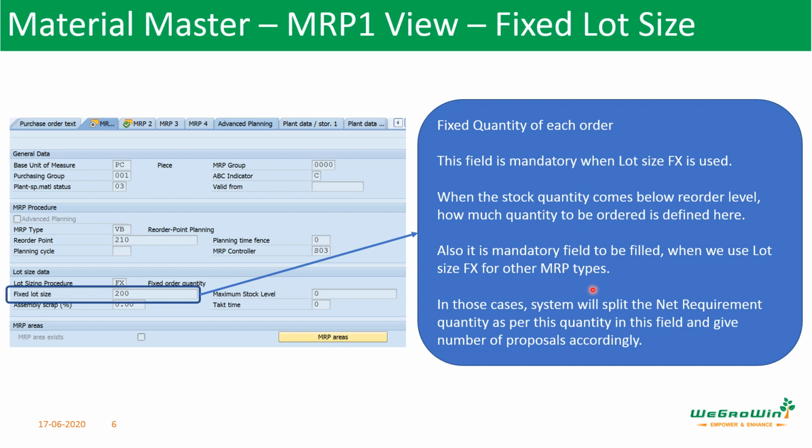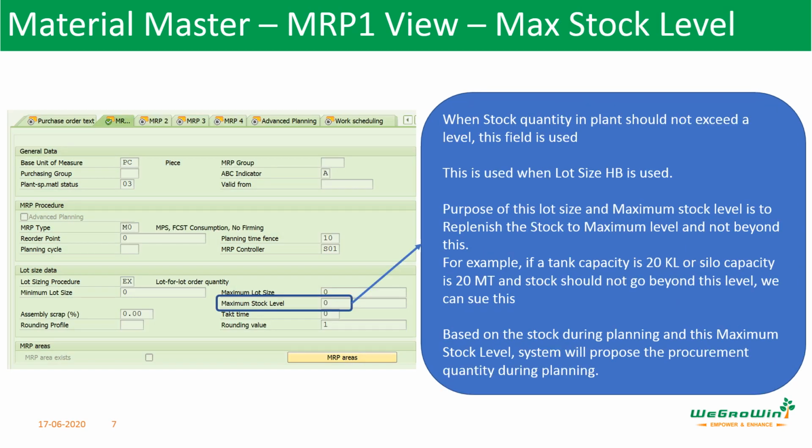Whatever orders you are giving, whatever line items you are giving, the fixed lot size should always be like this. Also, when you are using the reorder point strategy like VB, V1 or VM, the quantity proposed by the system will use this fixed lot size as well. Next is the maximum stock level.